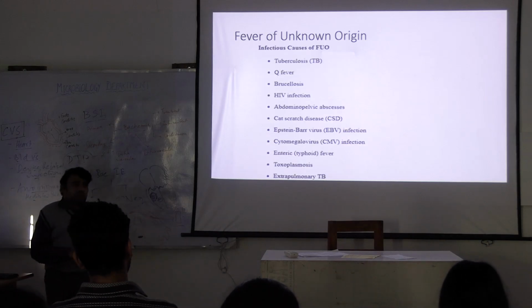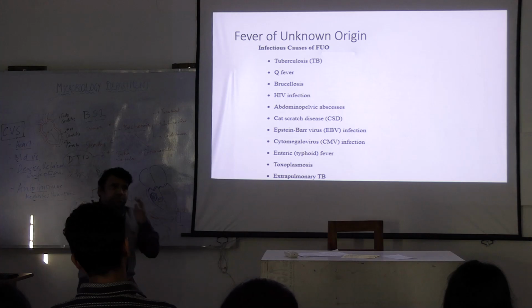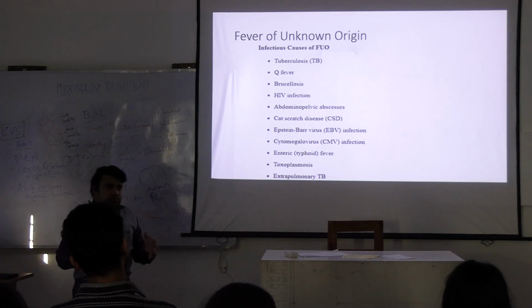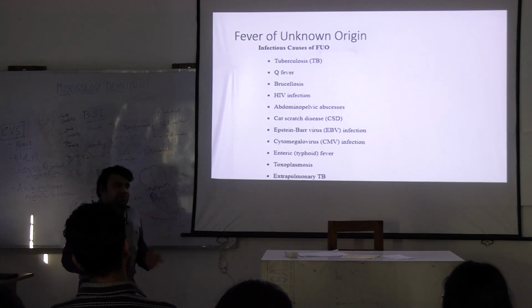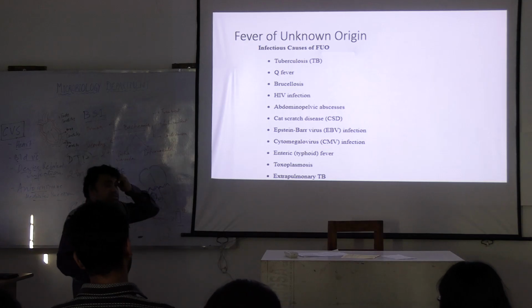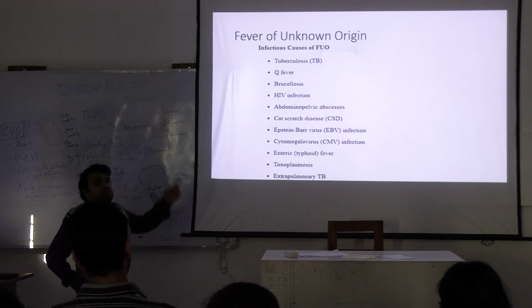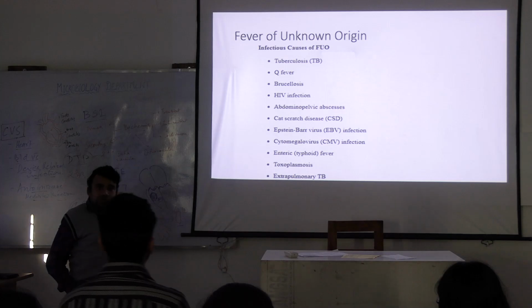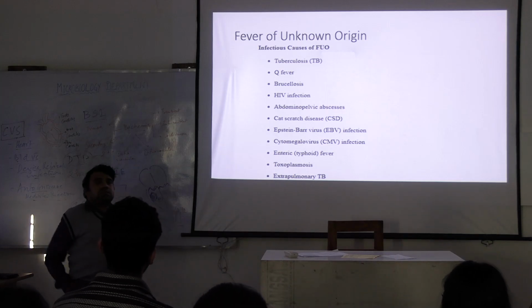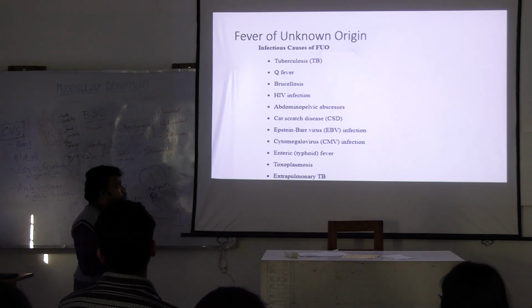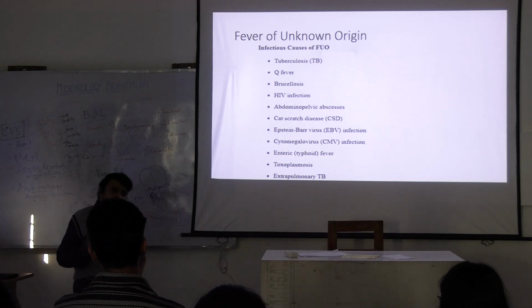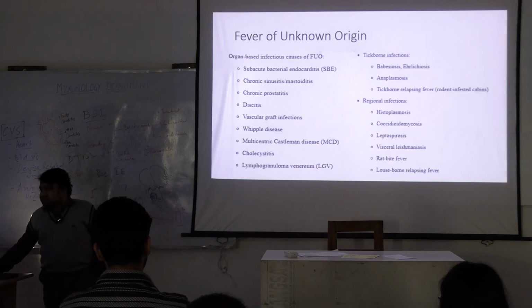And among the infective causes, most of the infections present acutely. Okay, for example, malaria. When the patient acquires the infection, the patient will present suddenly with a high rise of fever and other manifestations. But in some diseases, the manifestation is rather insidious. That means very gradual manifestation. For example, the most common disease in India, tuberculosis, Q fever caused by Coxiella, brucellosis, HIV, all these things can cause insidious onset of the disease.